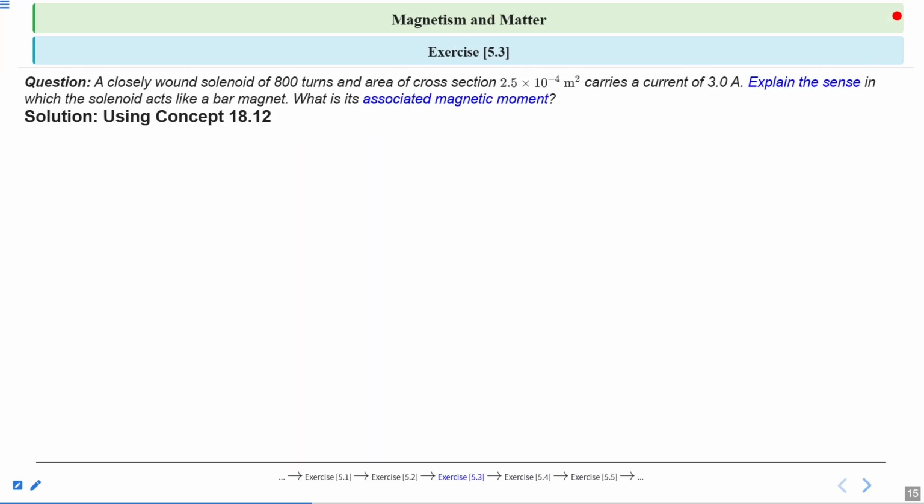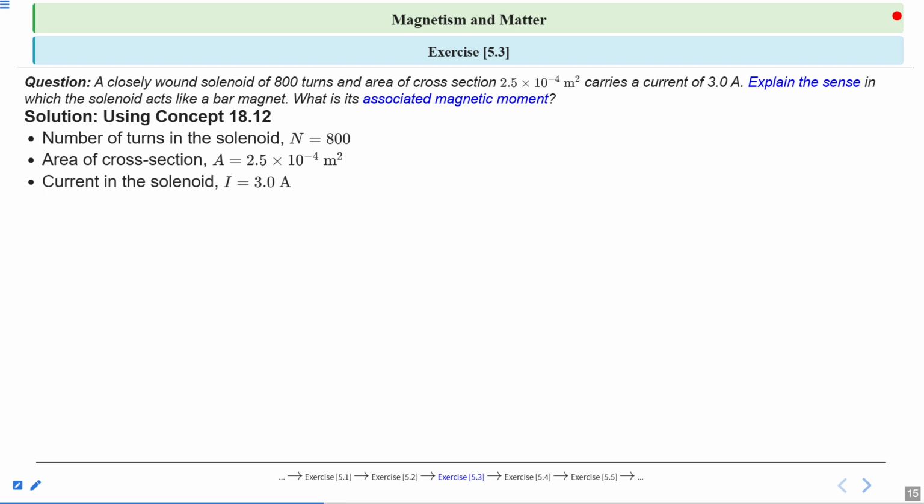Using concept 18.12, the number of turns in the solenoid is given, N equal to 800, and the area of cross section is given, A equal to 2.5 into 10 to the minus 4 meter square. Current in the solenoid is given, I equal to 3 ampere.